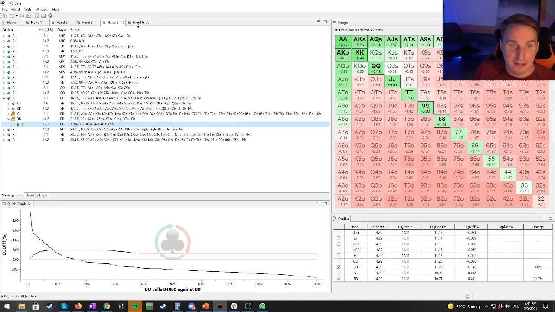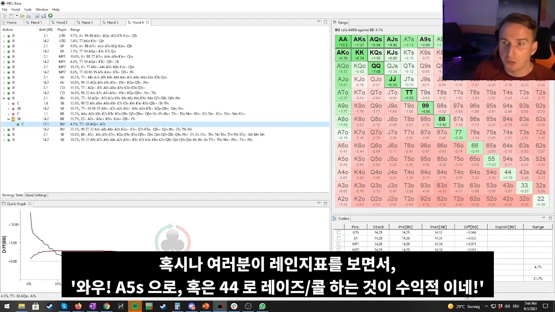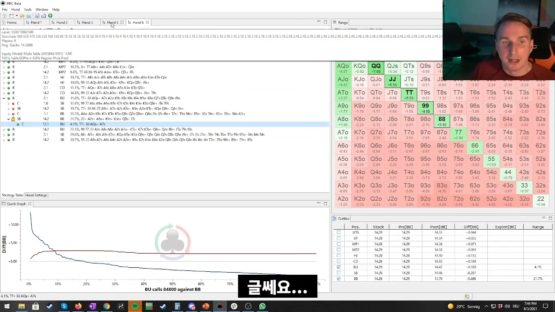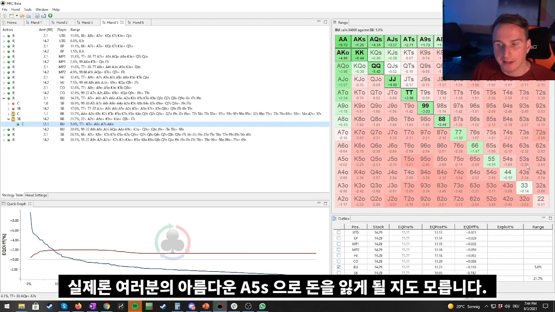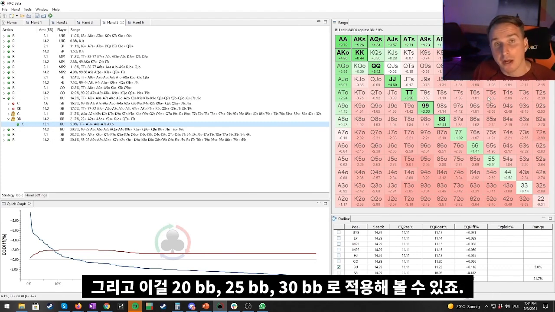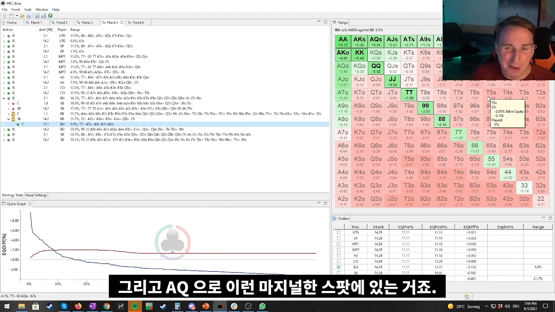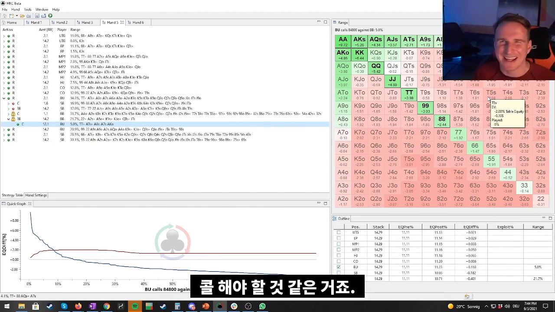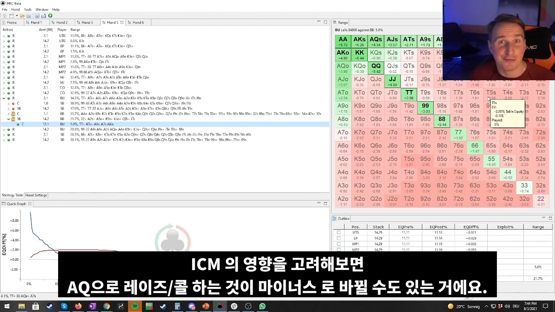You might look it up and you see, wow, ace-5 suited is a profitable raise call here, or pocket fours, right? Well done. Well, bad news. Technically, especially with these suited aces, you might be losing money. And of course, very often we could now reflect this for 20, 25, 30 big blinds, when you have these marginal spots with ace queen. You know, I kind of have to call it, well, if we start considering ICM, it might turn negative EV.